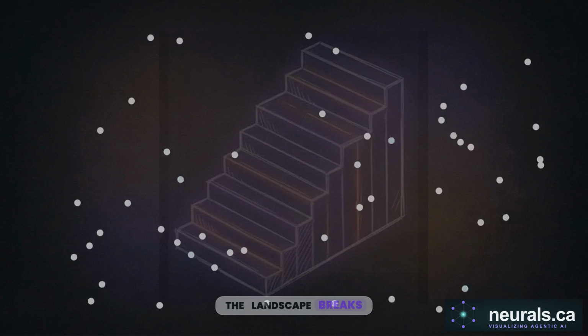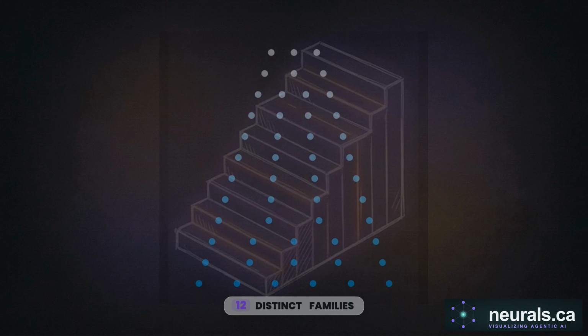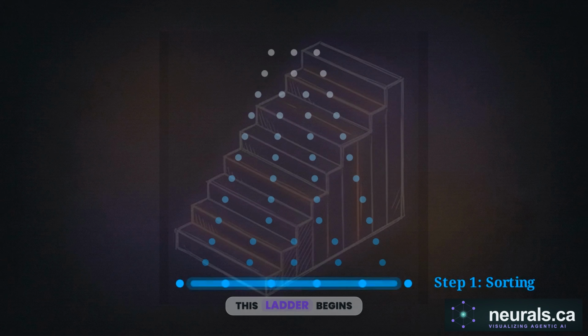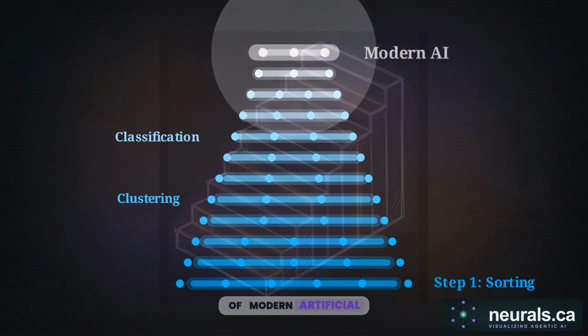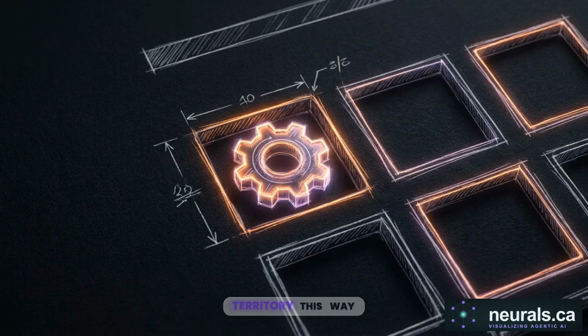The landscape breaks down into a structured framework of 12 distinct families. This ladder begins at the base with the simplest ways to sort data, and climbs step by step toward the peak of modern artificial intelligence. Mapping the territory this way gives every tool a specific home.